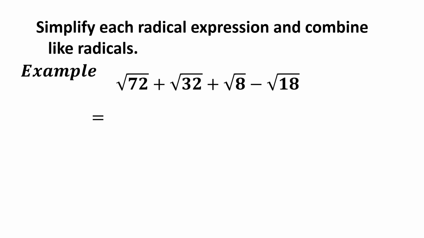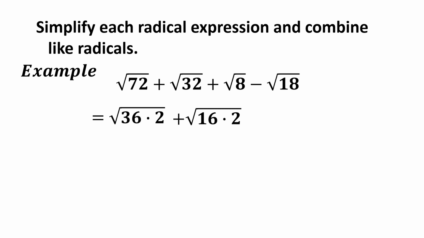Let us start with the square root of 72. Think of two numbers wherein the product is 72, but make sure that one of the numbers is a perfect square. The two numbers are the square root of 36 times 2, wherein 36 is the perfect square. Let us move to the plus square root of 32. The same process happened. Think of two numbers wherein the product is 32, but make sure that one of them is a perfect square. The numbers are the square root of 16 times 2.